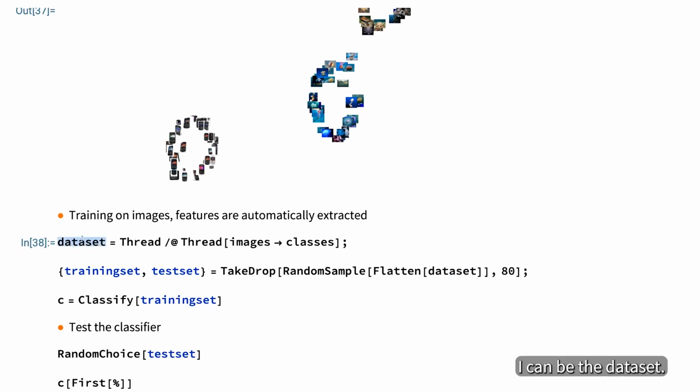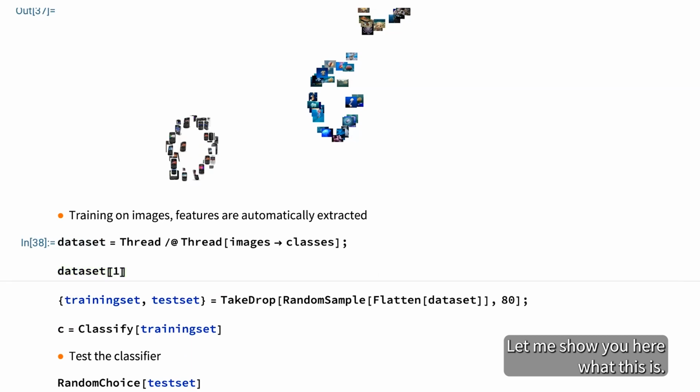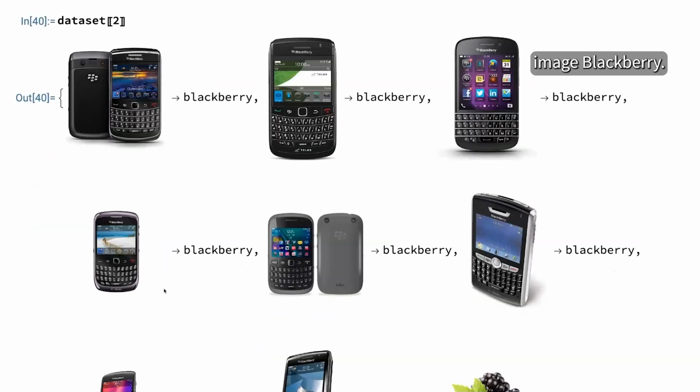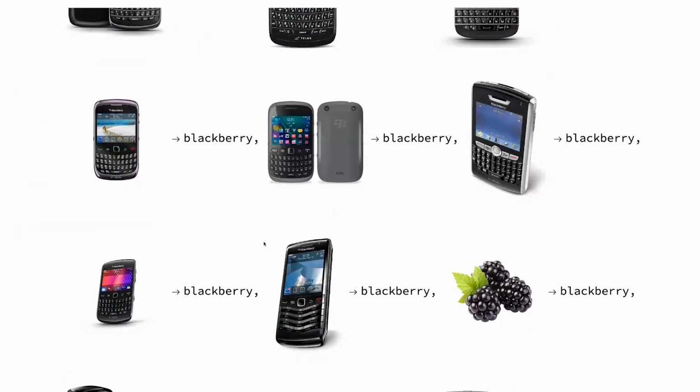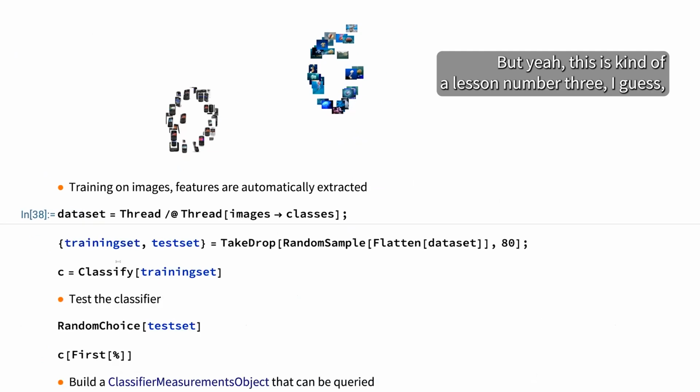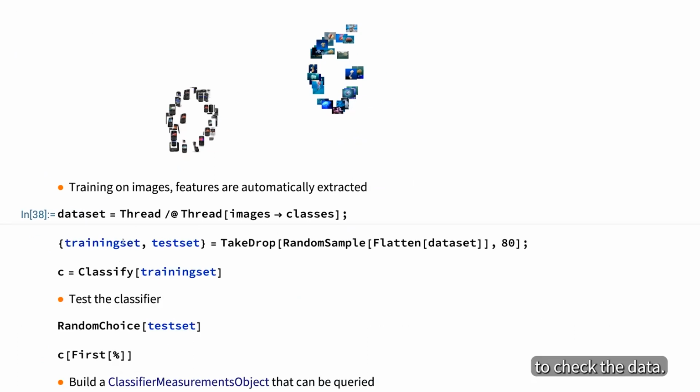So this is the beauty of unsupervised learning. If I want to train in a supervised way, though, I can build a data set. Let me show you what this is. You say image jellyfish is the first one, image blackberry. So this is going to be a bit mixed, but this is kind of lesson number 3, I guess, to check the data.